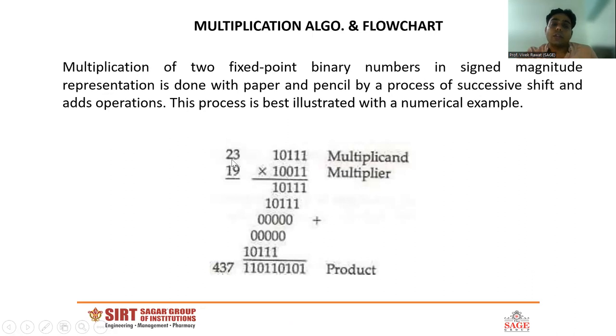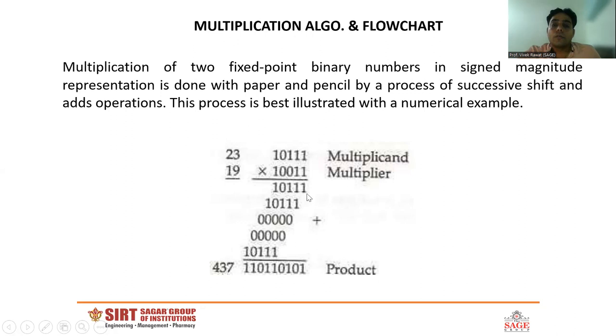Suppose 23, if we convert 23 into digits, it gives us 5 digits, 10111, and 19 gives 10011. So in this example, you can see we multiply this 1 into the whole 10111. So we got the answer 10111 with the help of this 1.